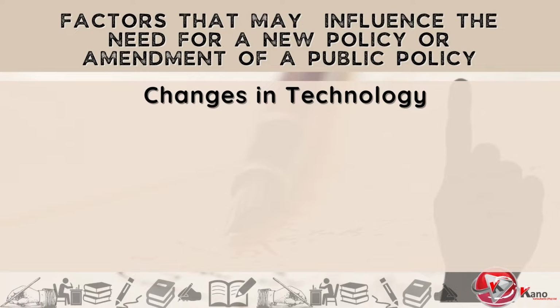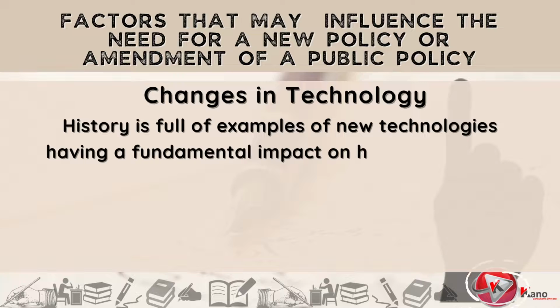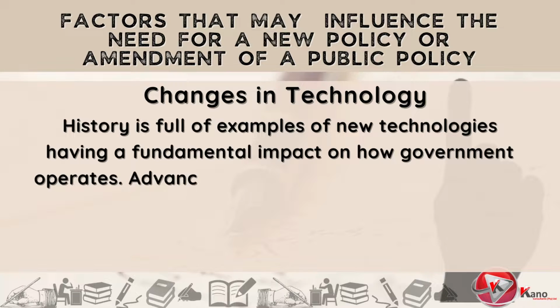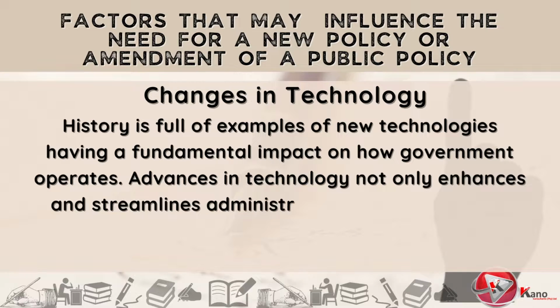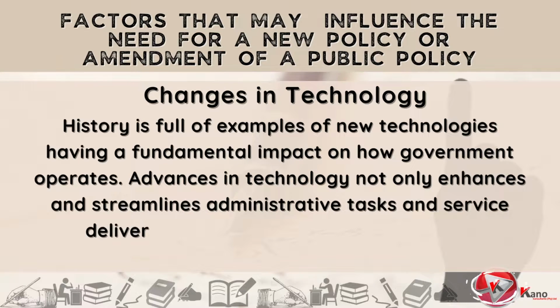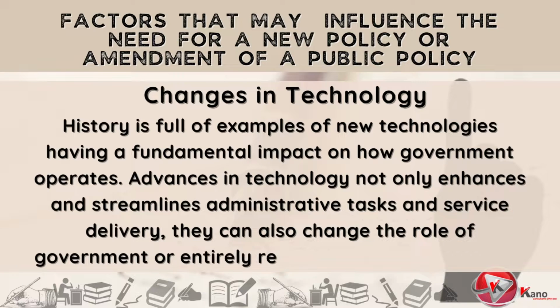The next factor that may influence the need for a new policy or an amendment of an existing public policy is changes in technology. History is full of examples of new technologies having a fundamental impact on how government operates. Advances in technology not only enhance and streamline administrative tasks and service delivery, they can also change the role of government, or entirely reorganize its core functions.